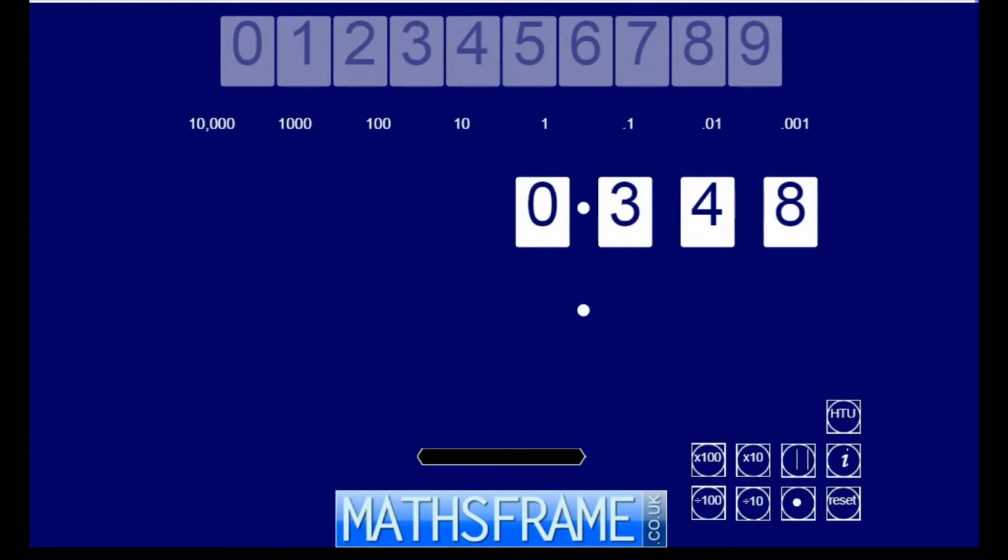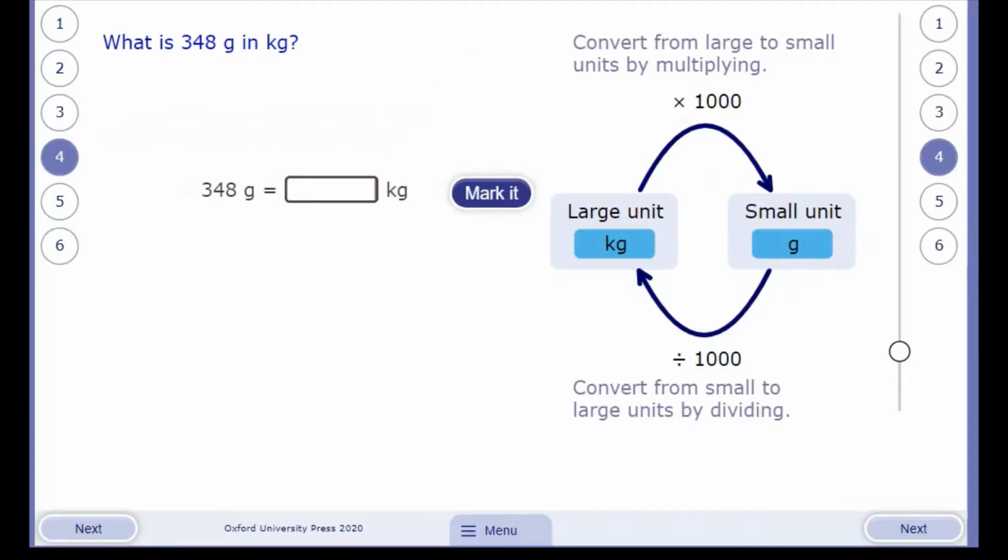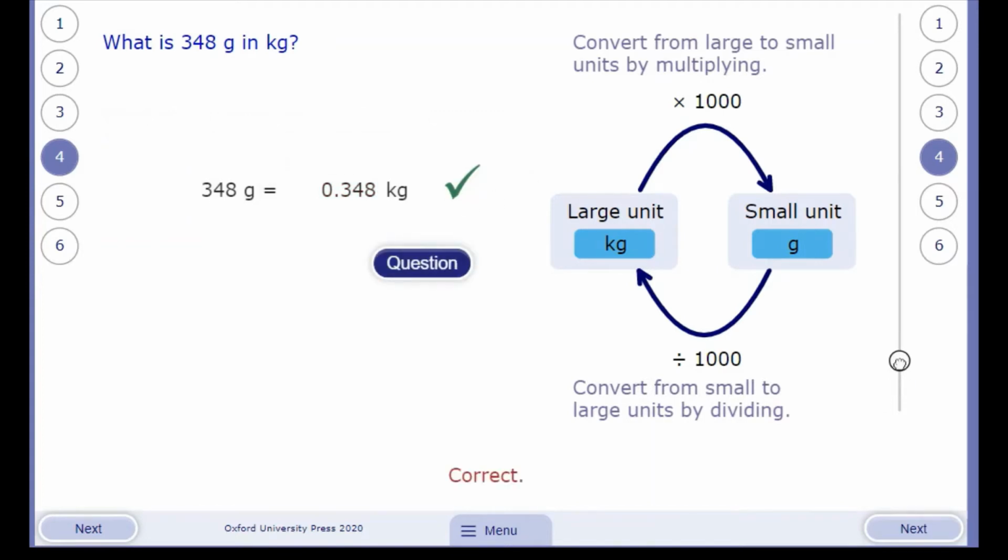So we don't have any whole kilograms, but we still do have an amount of kilograms. It's just not a whole amount. So 0.348, that's what we think it is, 0.348. Very good. And that's the answer there.